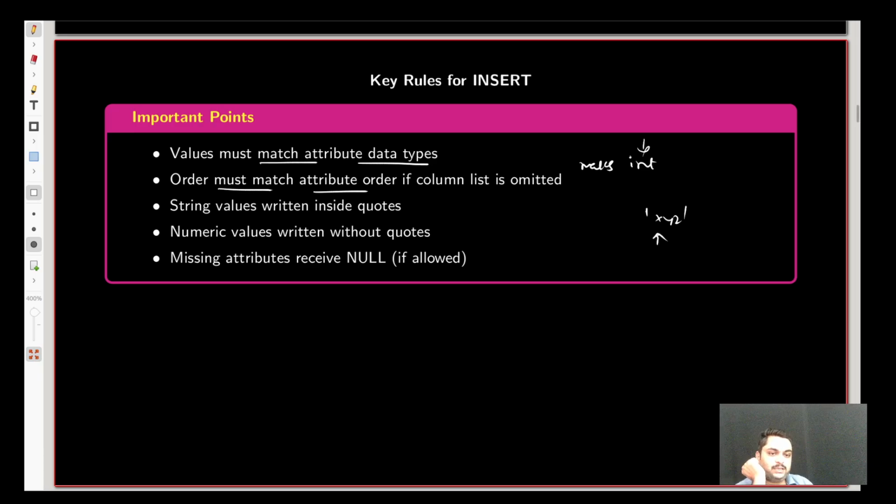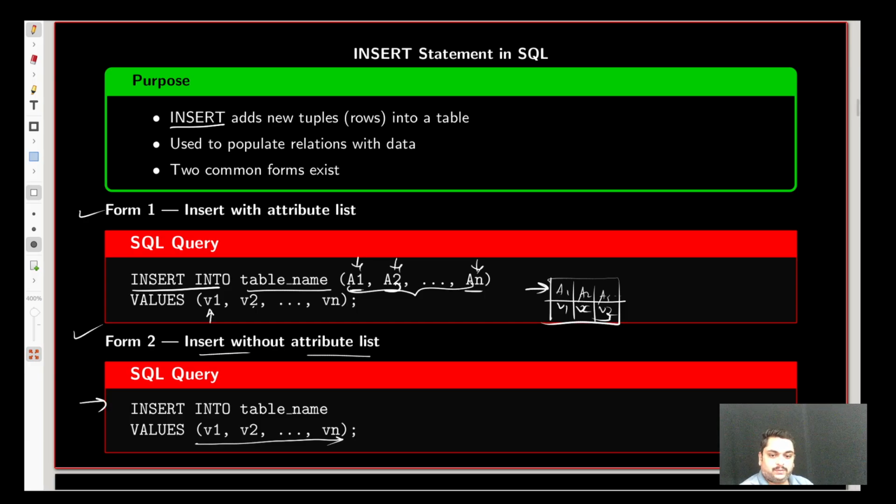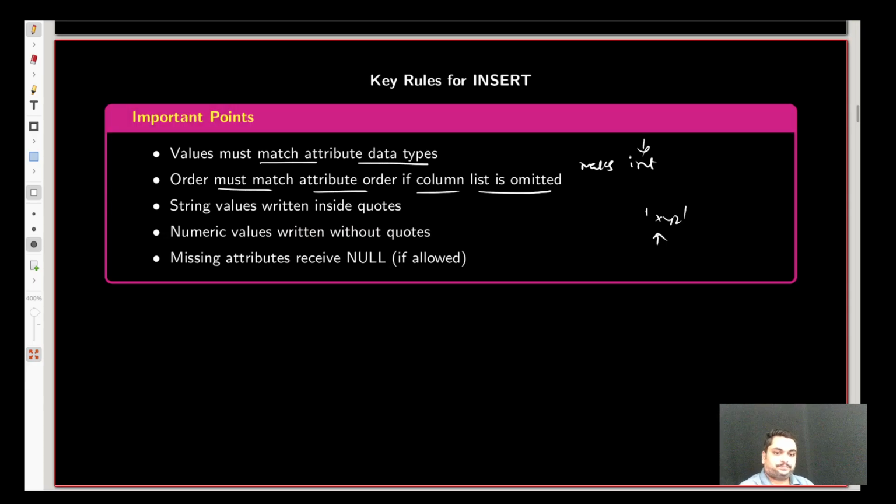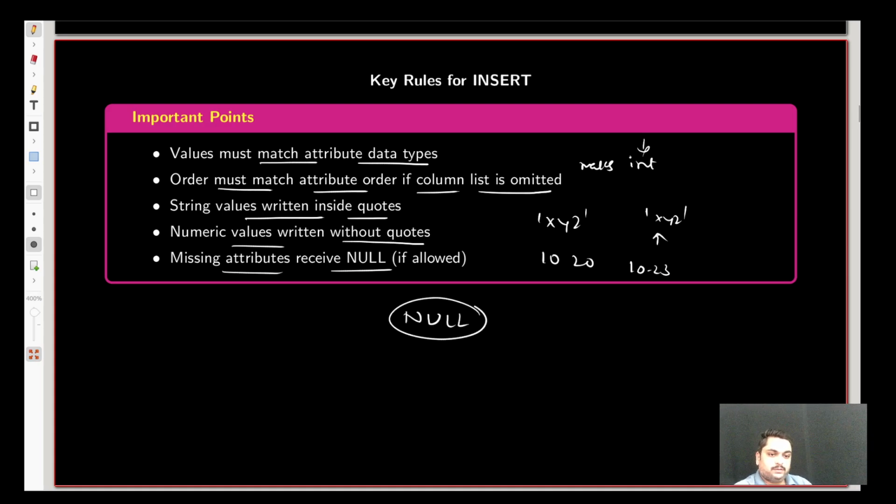Order must match the attribute order if the column list is omitted. In the second type you have seen, the column or attribute list is missing, so you have to follow the particular order in which you created the table. String values are written inside quotes, like x, y, z. Numeric values are written without quotes, so 10, 20 or say 10.23. Missing attributes receive a NULL value. NULL is a keyword in SQL.